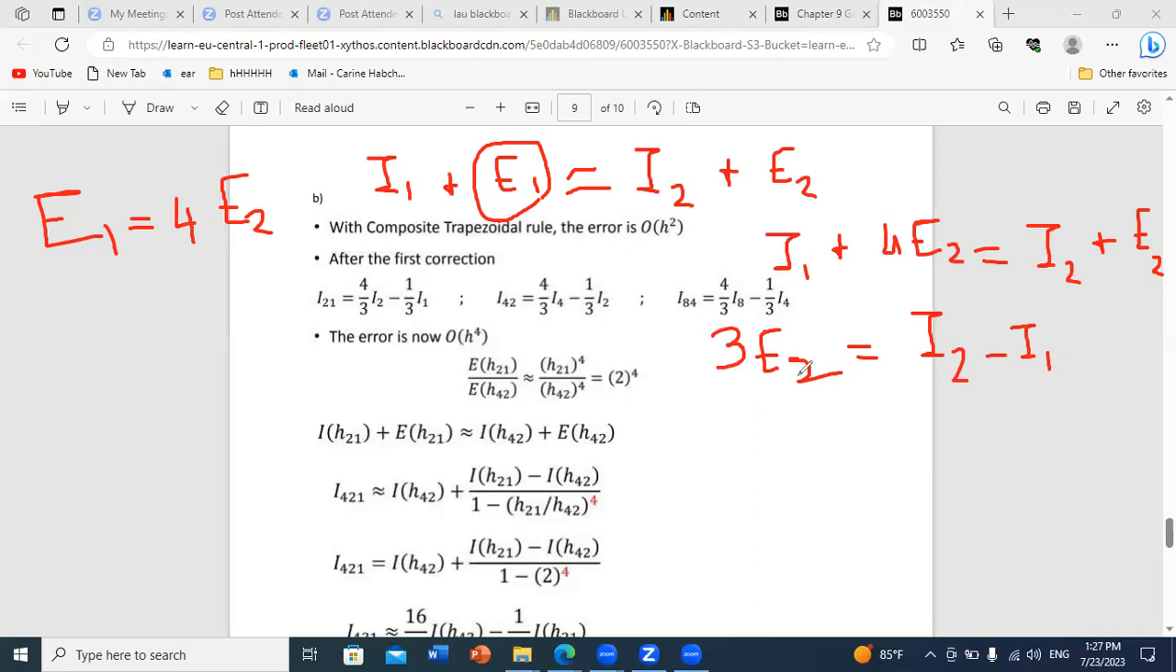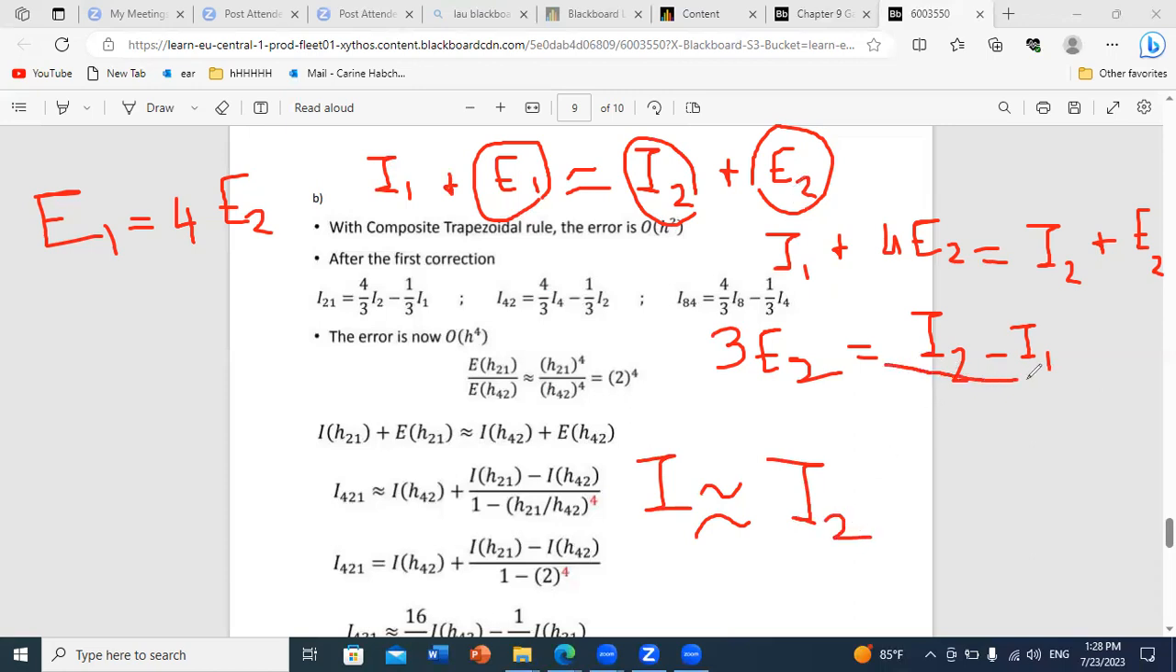Okay, and now once we have an expression of the error, how can we compute the integration? Instead of just saying that we have an error whose value we don't know, the integral can now be approximated in a much better way. Instead of just getting I2 and not knowing the error, I am approximating this error. So my integral will be equal to I2, and I will replace E2 by its value, which is from here, I2 minus I1 over 3.